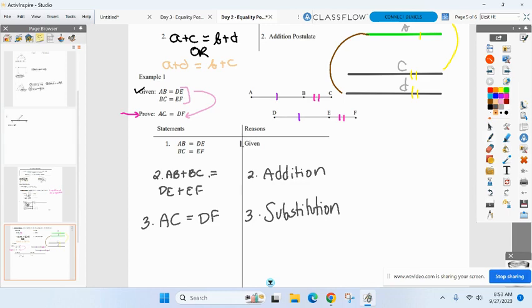And notice, I should have mentioned this at the beginning. I already wrote this in for you, but that's got to always be step one, right? Is your givens. Always step one is your givens.